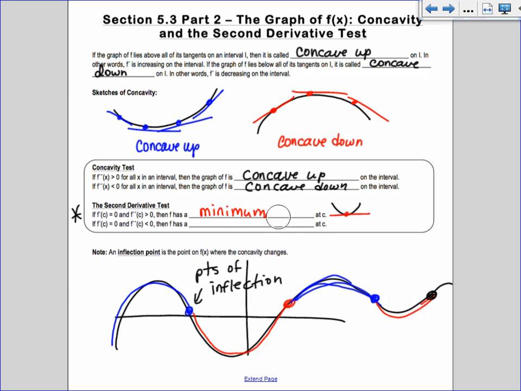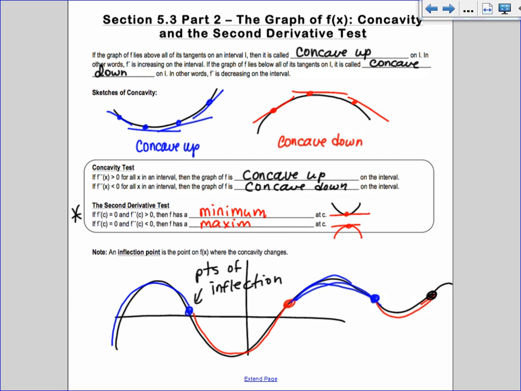All right, so same idea. This one says if f prime is equal to 0 and f double prime is negative, so the second derivative is negative, so it means the graph of f is concave down, then f has a maximum.